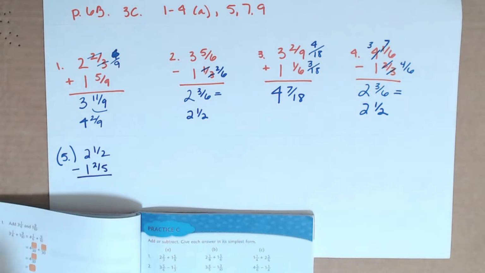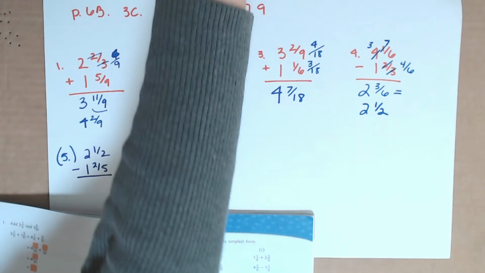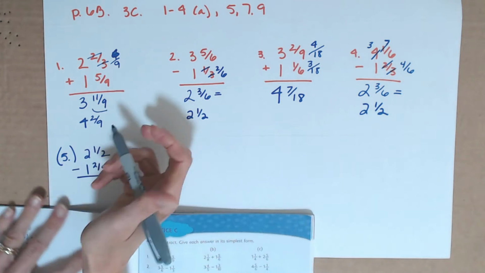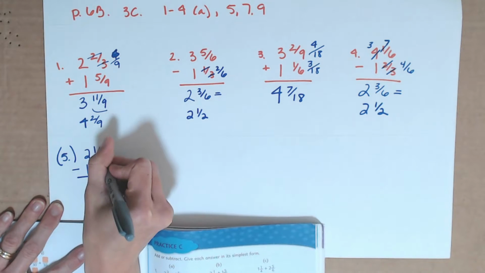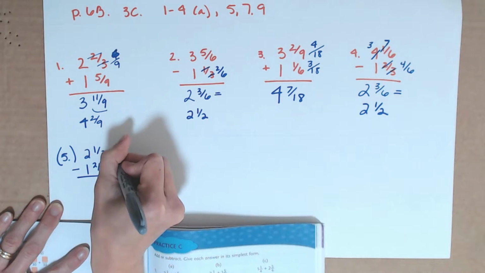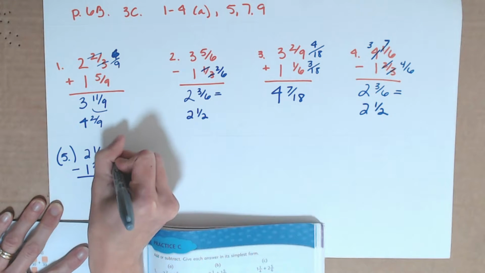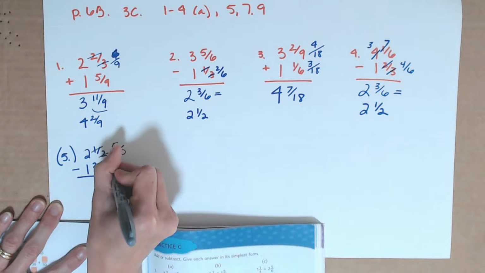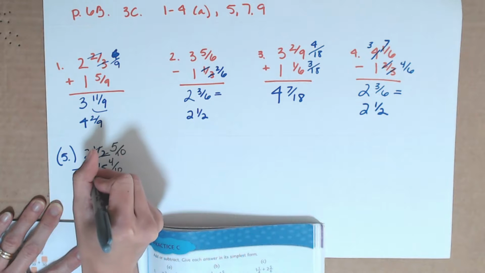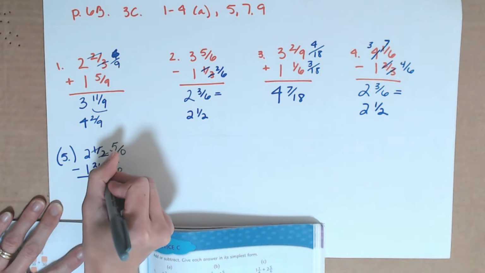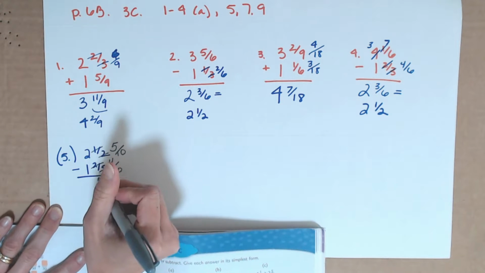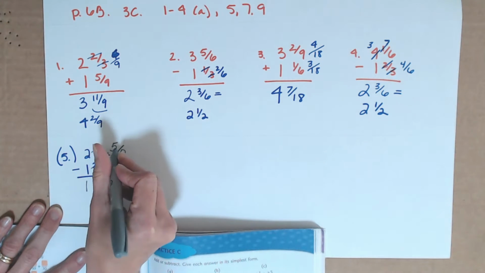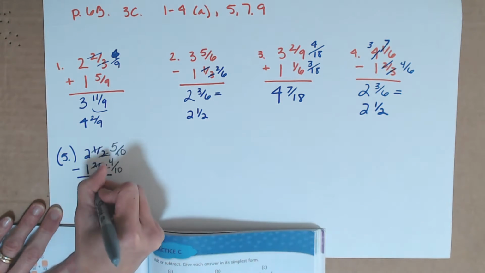So we need like denominators for our fractional parts. We have 2 and 5, so let's use 10. 1/2 becomes 5/10, and the 2/5 becomes 4/10. I just multiplied numerator and denominator by 2 to get 4/10. Now I can subtract. The 2 minus the 1 is the 1. 5/10 minus 4/10 is 1/10.